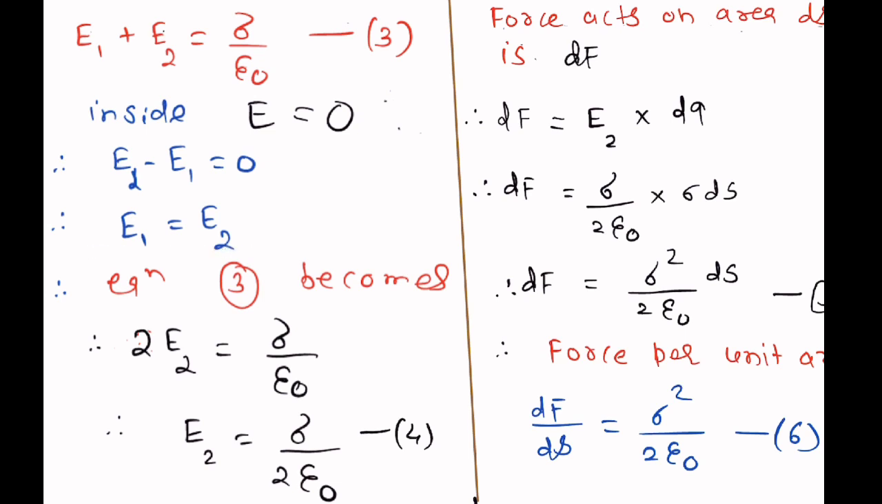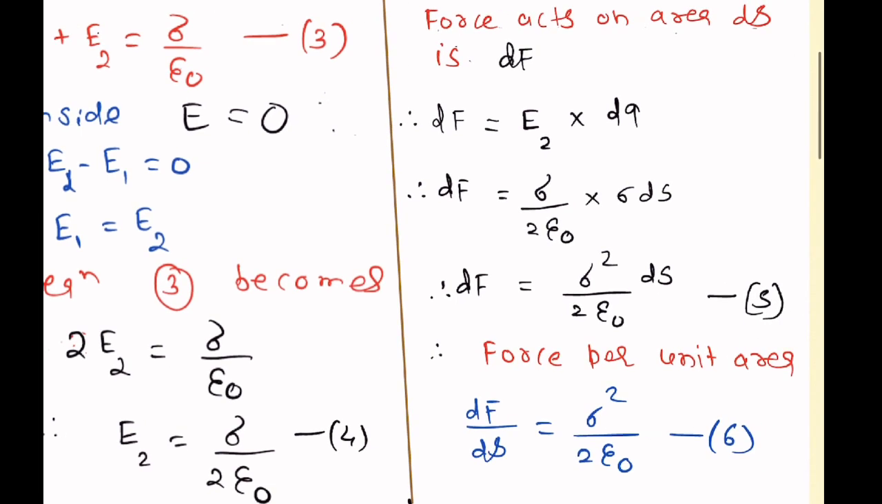Now the above equation 3 becomes, put E1 as E2. Therefore we get 2E2 equals sigma by epsilon 0. Therefore E2 equals sigma by 2 epsilon naught. Again, what is E2? Electric field intensity due to remaining charge on the body. Now, what force acts on the body? We know the famous equation E equals F by Q. Therefore, F equals QE.